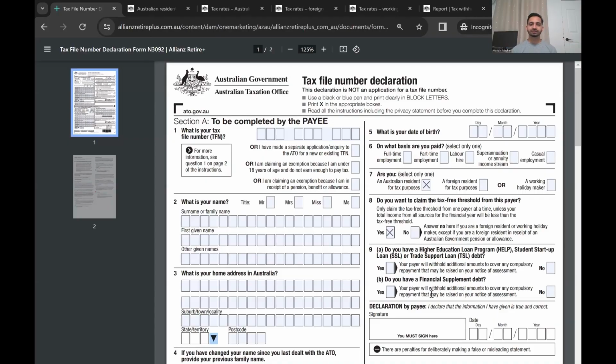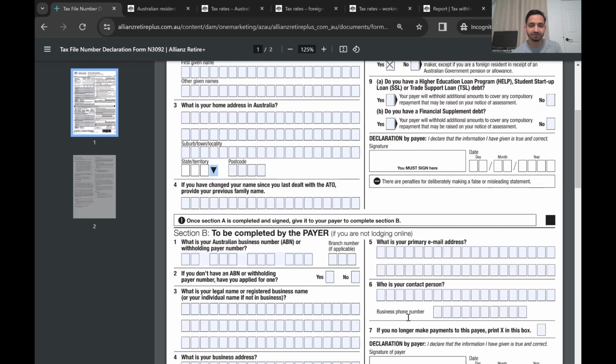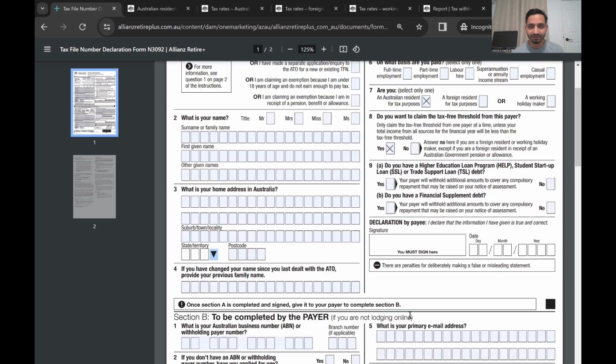So this is our tax declaration form, right? Once you apply for a job, your employer is going to ask you to fill in this tax file declaration form, right? So section A is the section which is to be completed by the payee, which is yourself, an employee. And section B is to be completed by the payer, and the payer is your employer, all right? So you don't have to worry about that section. You just have to worry about your payee section.